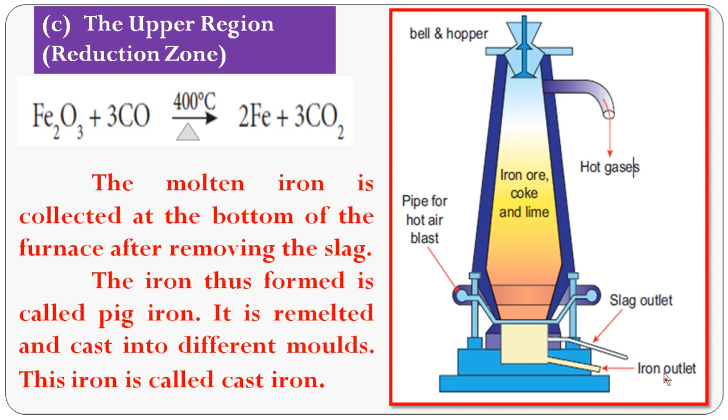This iron is called pig iron. This iron is called what? Pig iron. The pig iron is remelted and you have to cast it into different molds, and this iron is called cast iron. In this way you have to extract iron from the ore hematite.